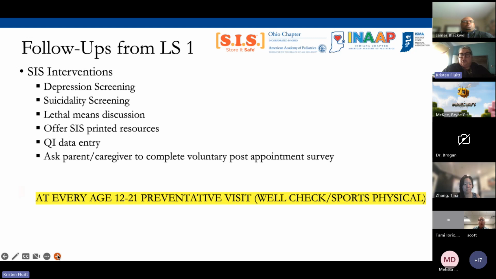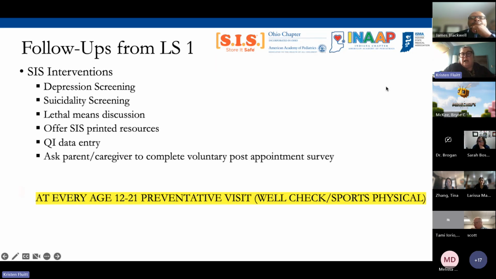The other thing I wanted to mention, again, a follow-up from our first learning session. At every age 12 to 21 preventative visit, it's our goal, and that's a well check or a sports physical, to do the Store It Safe interventions. So to do the screenings, to have the lethal means discussion, to offer the Store It Safe resources, to offer the lock boxes, to do your quality improvement data entry, and then to ask that parent or caregiver to complete the voluntary post-appointment survey. Now, we know it's not going to be perfect. It's not going to be at 100%. We set a goal in the project of about 80%. So that's what we are kind of looking for.